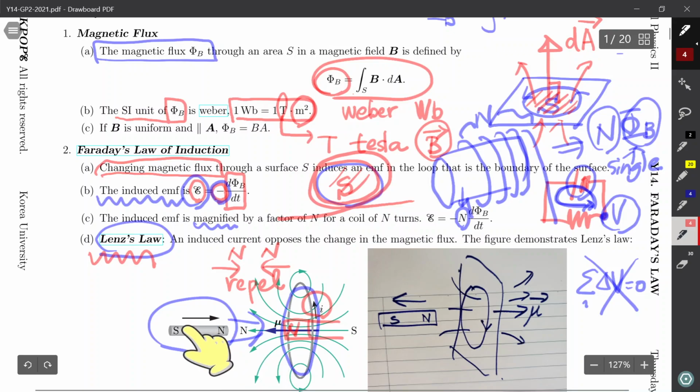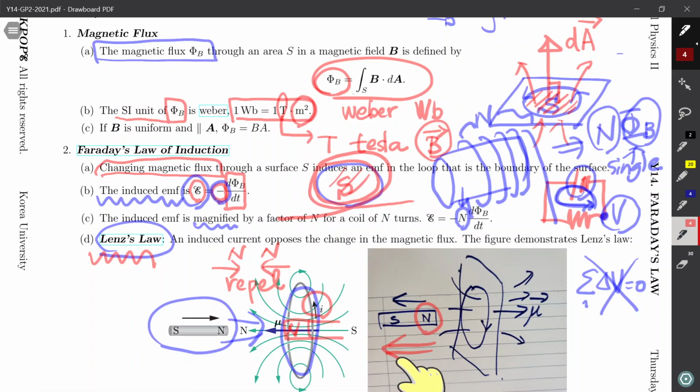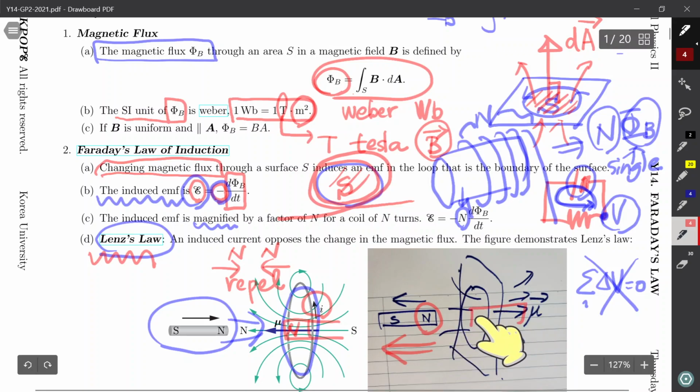For example, on the other hand, if the North Pole is going away, then a South Pole is generated. As the North Pole goes away, the flux becomes weaker. So this South Pole is generated to hold this North Pole, not to move away. In order to make the South Pole on the left, the induced current should be generated along this direction. That is opposite to the left-hand case.